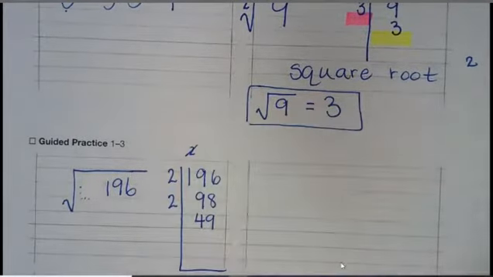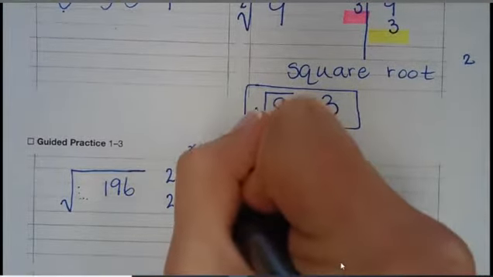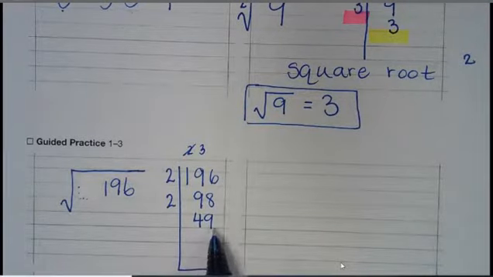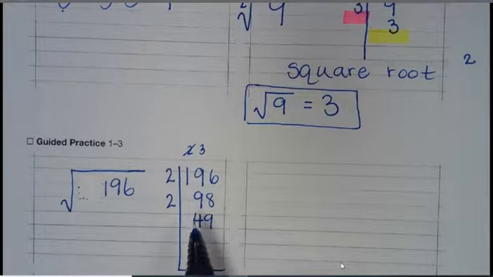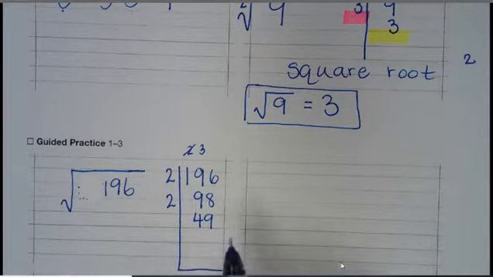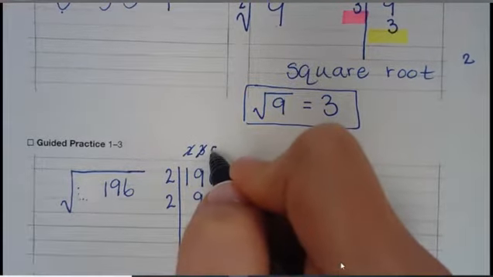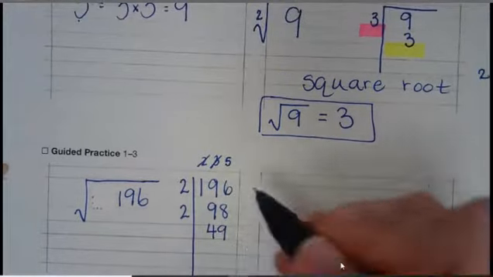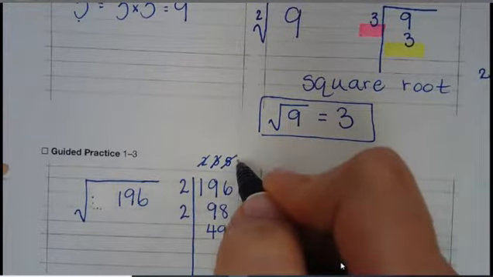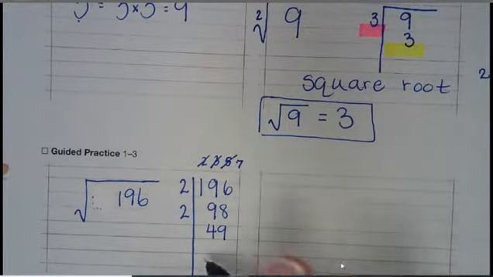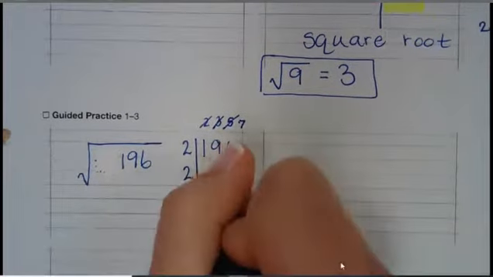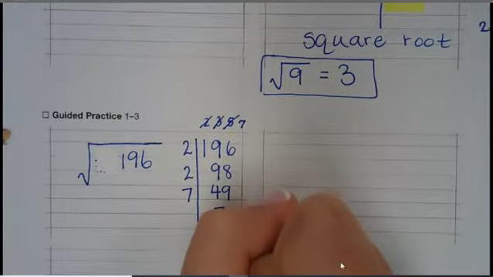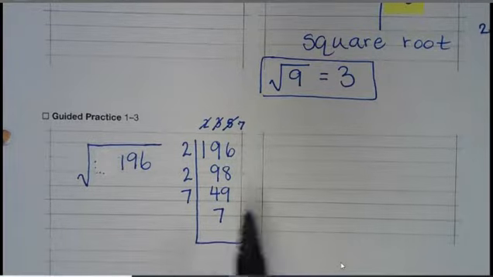So if I list my prime numbers up here, it can't be divided by 3 because if I add the digits, 9 plus 4 is 13. And if I have to divide by 3, the sum of the digits has to be divisible by 3. So 13 can't divide by 3. Next prime number is 5. It doesn't end in 5 or 0. 7. Ooh. So I know 7 times 7 is 49.